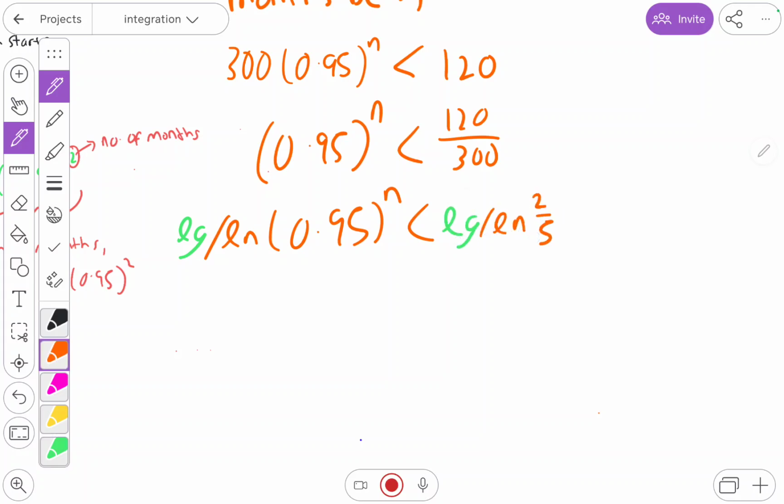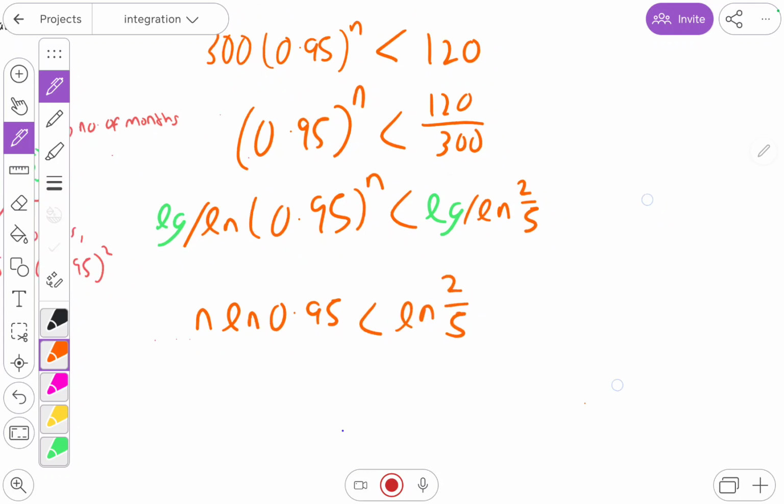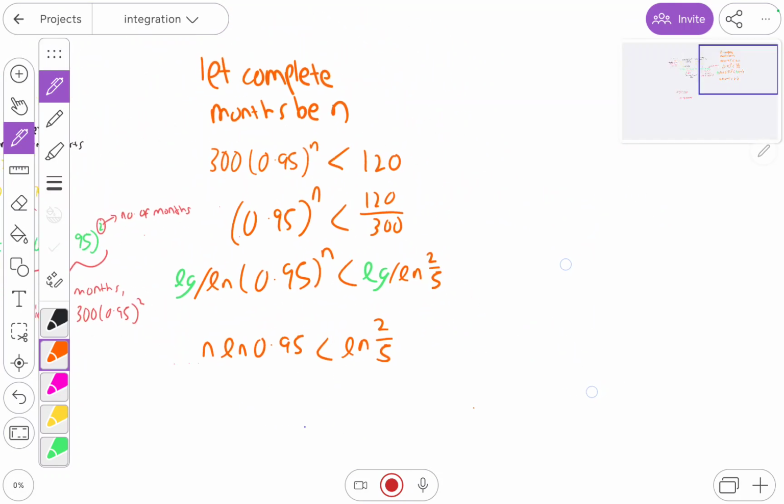Okay, but I'll show you two ways. So if you log both sides, do you remember you can bring the power down? So this is n, I'll do the ln way: ln 0.95 to the power n is less than ln 2 over 5. You can either ln or log both sides. I will do both ways.